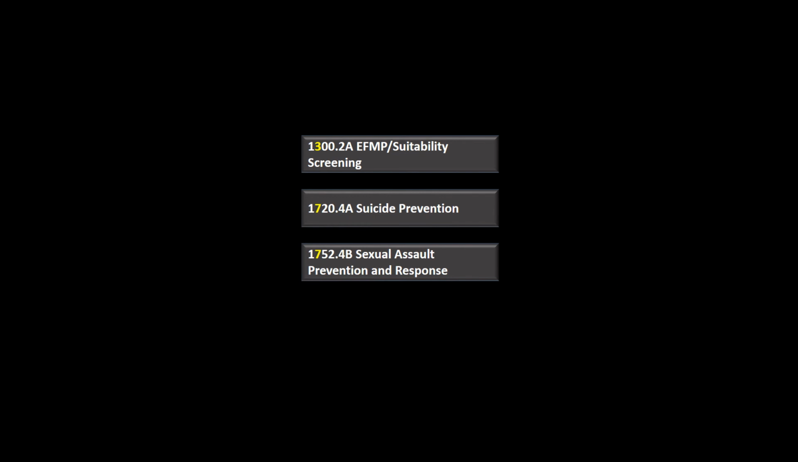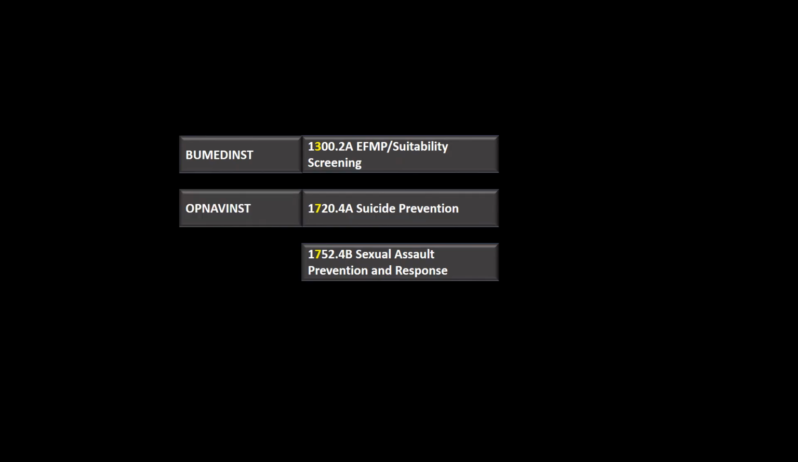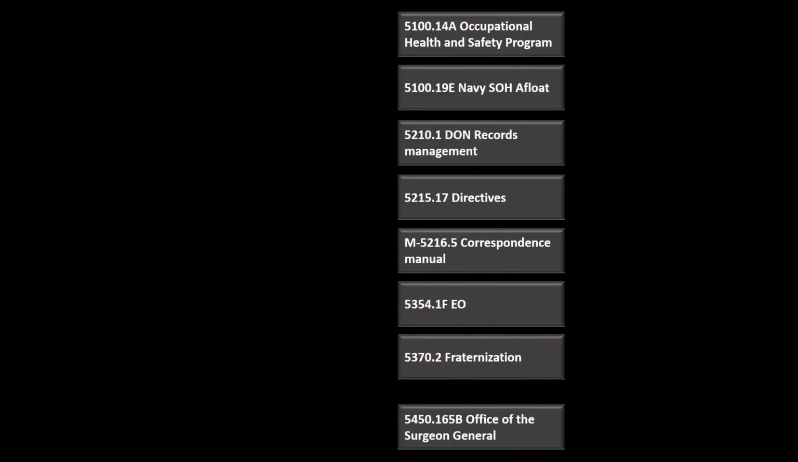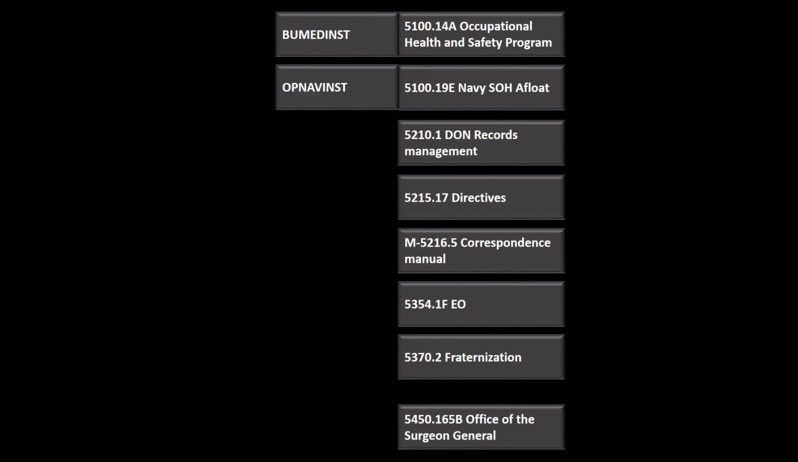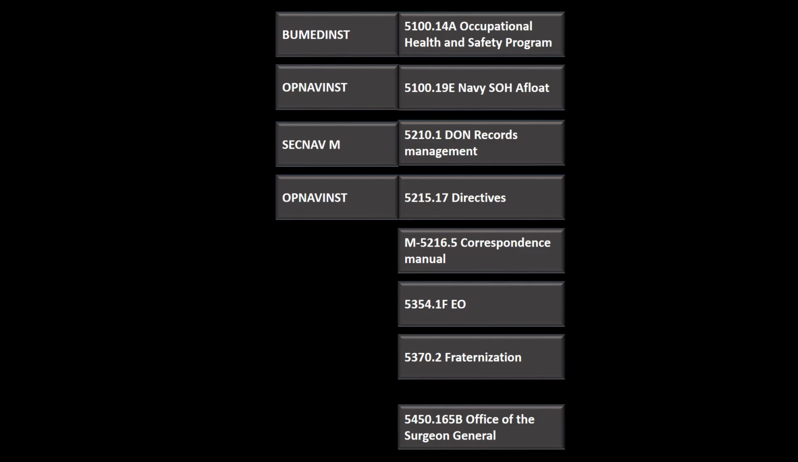So EFMP and suitability screening, that's published by BUMED, right? Suicide prevention and sexual assault, those are both OPNAV instructions. Going through our general admin, well, we've got 5100, the Occupational Health and Safety Program. Well, that one is actually a BUMED instruction, or our Navy Safety and Occupational Health Afloat, our 5100.19 Echo, that is an OPNAV instruction. Our Department of the Navy Records Management 5210.1 is a SecNav manual. Directives is actually an OpNav instruction 5215.17. And then our Correspondence Manual is a SecNav manual as well, 5216.5.